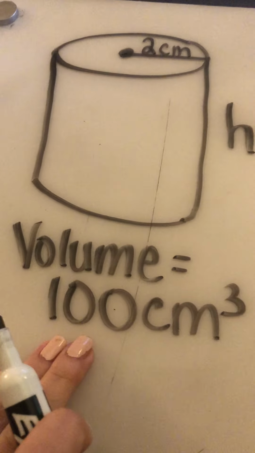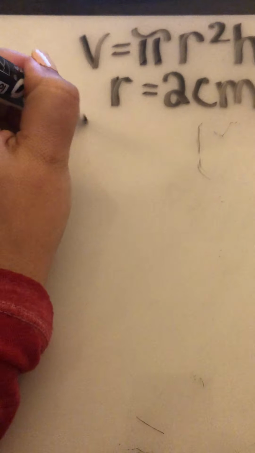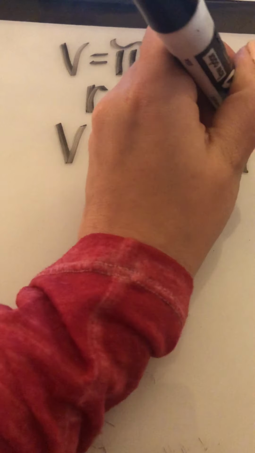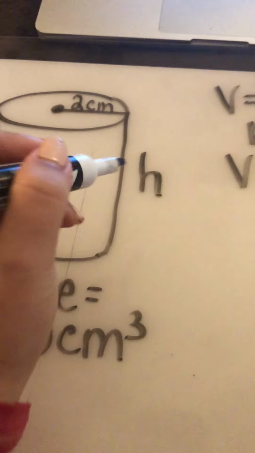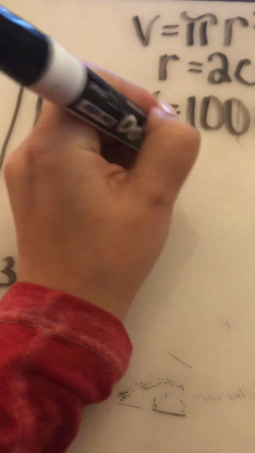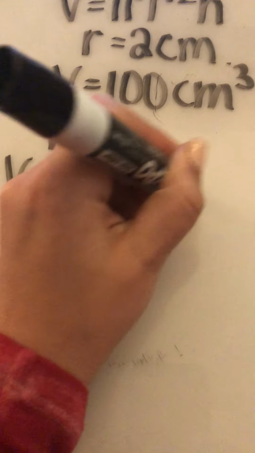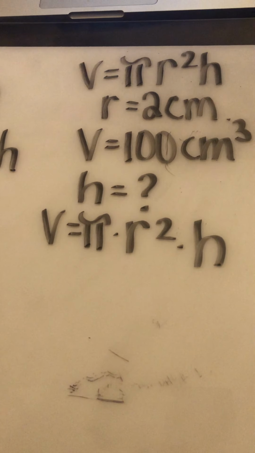My volume is 100 centimeters cubed, or cubic centimeters, depending on how you like to say it. And we are not given the height, so that is going to be what we're looking for this time. Okay, step 2 is going to be the same thing as before. We're going to plug in the information that we have been given. So I'm going to rewrite my formula. And now I'm going to plug in the information I know.